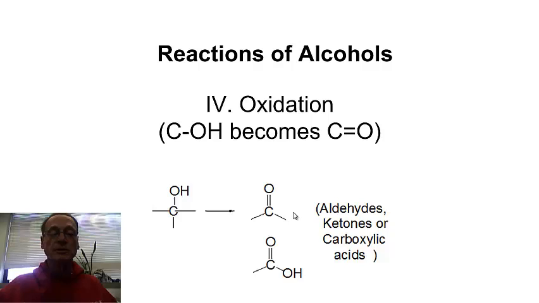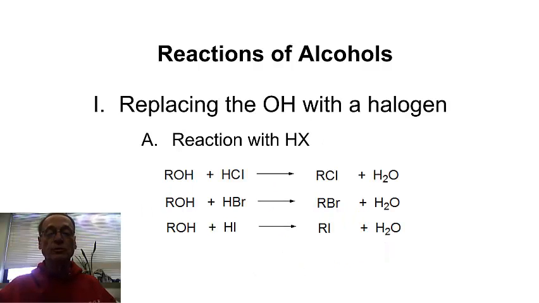So let's start with the first major type. That's replacing the OH group with a halogen. There are two ways of doing that. There's an old-fashioned way and a more modern way. The old-fashioned way of replacing an OH group with a halogen is simply to use HCl, HBr, or HI, hydrochloric acid, hydrobromic acid, or hydriodic acid.